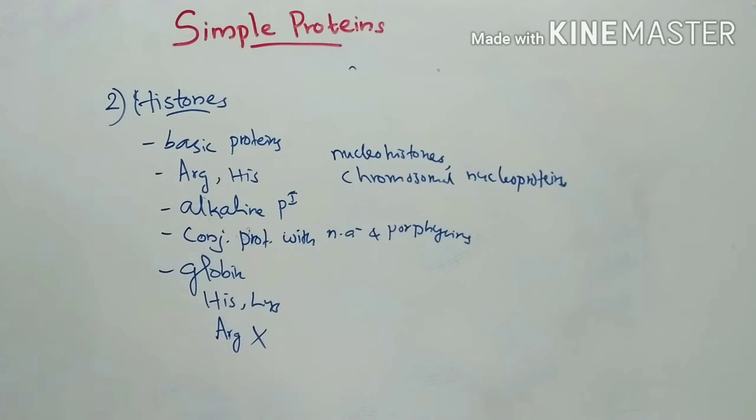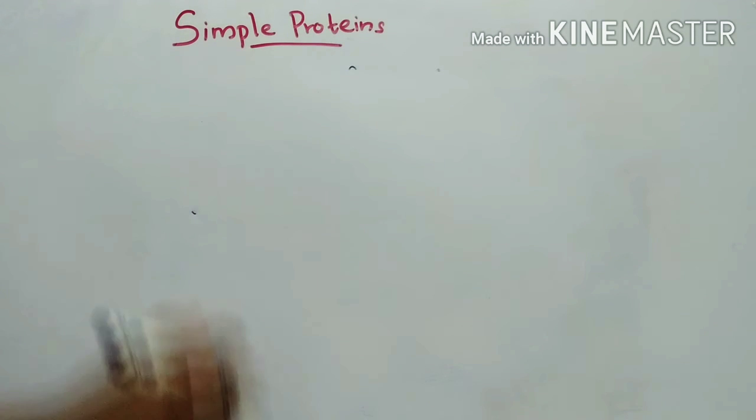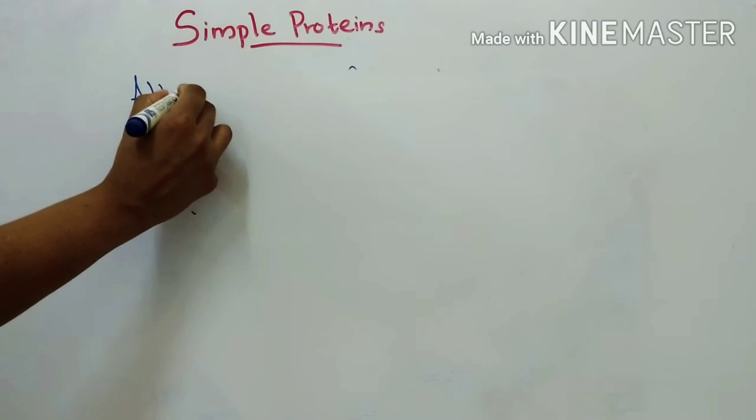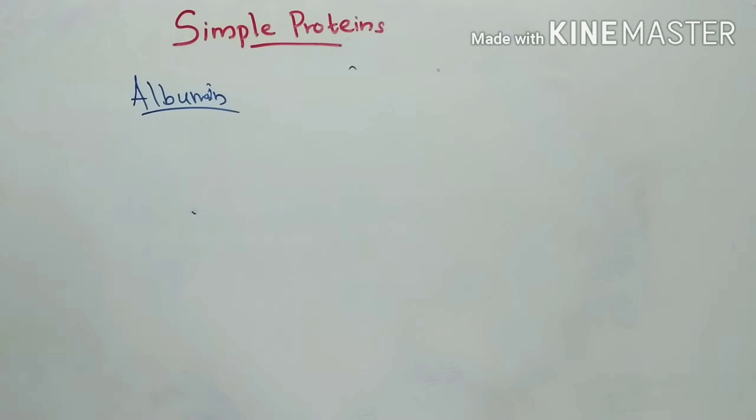Next simple protein is albumin. Albumins are soluble in water and in dilute salt solutions. They are coagulable by heat and changed to products that are insoluble in water and salt solutions.